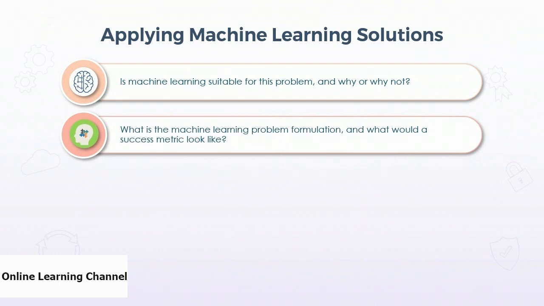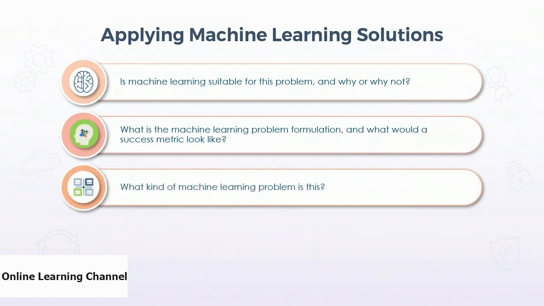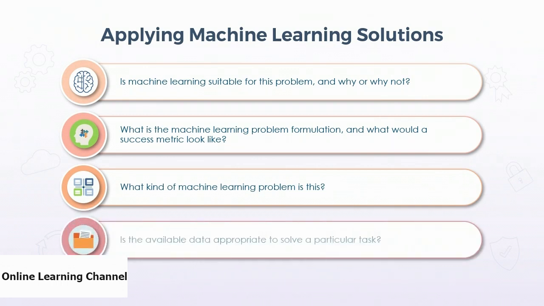What kind of ML problem it could be? If it is, then define a success metric with clarity and try to make the success metric fit the business use case. What kind of ML problem is this? Classification or regression? And finally, is data appropriate for ML?